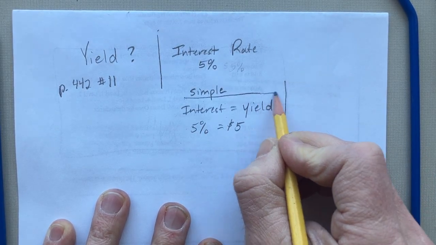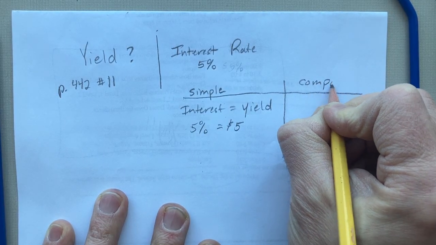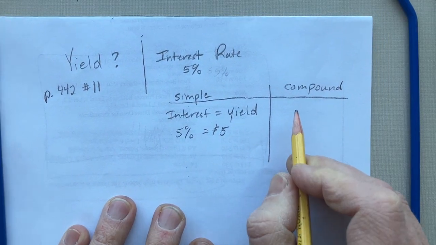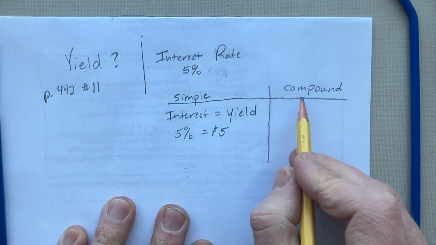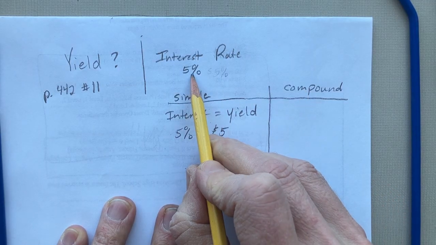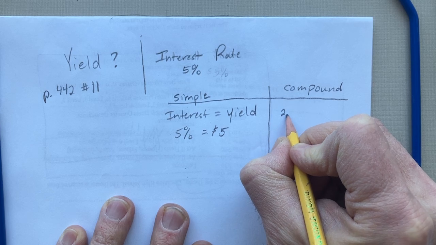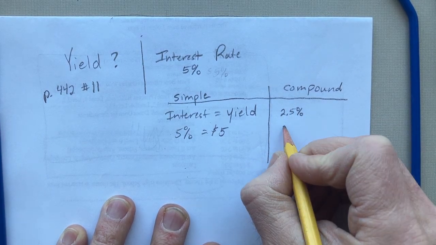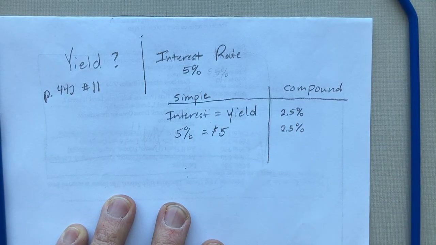Once we start to compound interest, this is where we get a yield. Let's just make it very simple. We're going to compound the interest one time, which means over the course of 1 year, we'll divide the interest up into two portions. We'll do 2.5% at the first time, and then we'll take 2.5% compounded the second time.